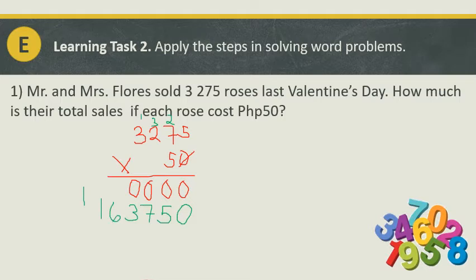Okay, then i-add natin. Okay, so 0 plus 0 is 0. 0 plus 5 is 5. 0 plus 7 is 7. 0 plus 3 is 3. So, bring down 6 and 1. Okay, so ibig sabihin, ang total sales ni Mr. and Mrs. Flores ay 163,750 pesos.